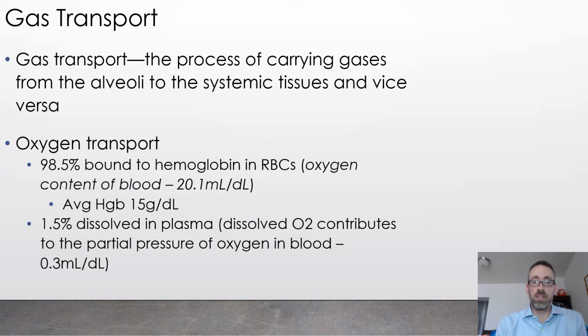So now in terms of gas transport, what we're talking about is that there's a process of carrying O2 and CO2 from the lungs to the tissue or from the tissue back to the lungs. And there's a specific process for that. What we've really been talking about up until this point is that CO2 and O2 dissolve directly into the plasma. And that's only going to make up a small percent of the total quantity of oxygen or CO2 that's in your blood.